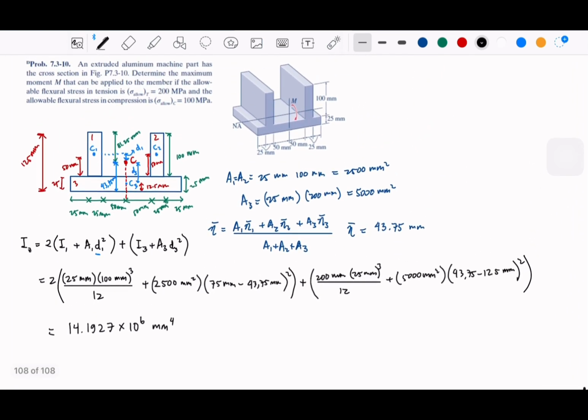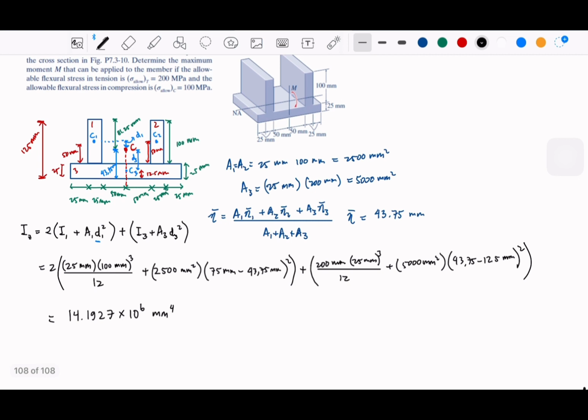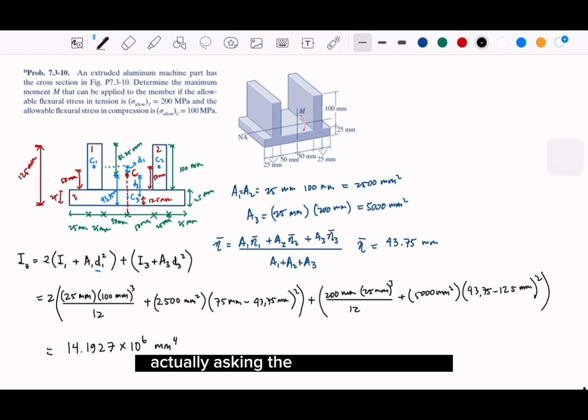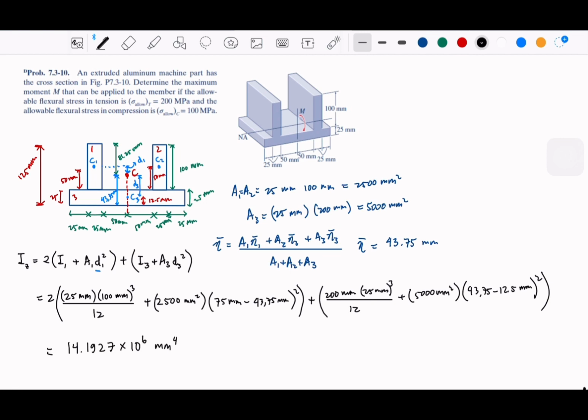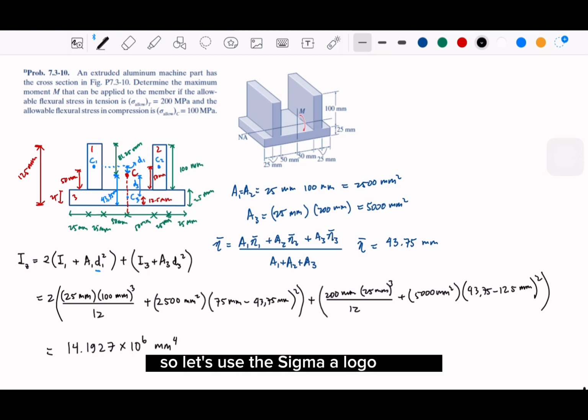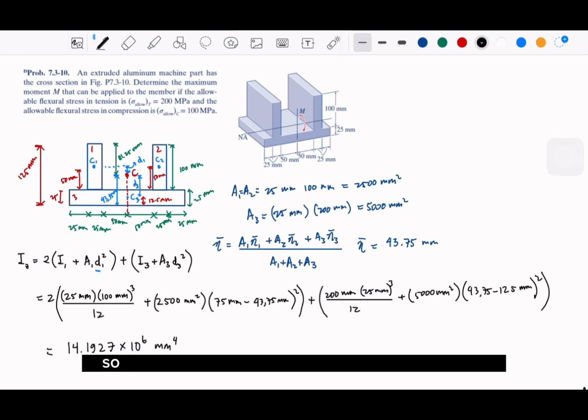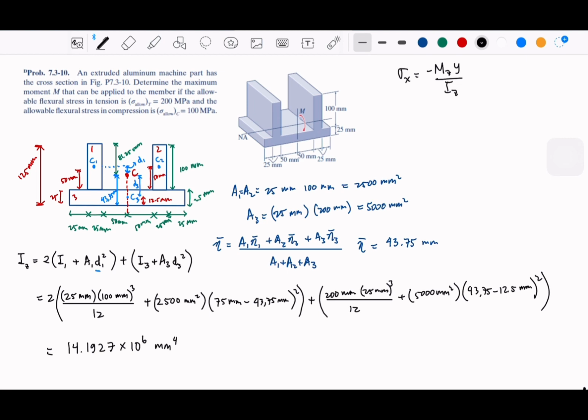So at least we are halfway. The question is actually asking for the maximum moment, the moment that we need to apply. If we have this sigma allowable, let's use the sigma allowable in our computations. So let me write here: the sigma is negative M_z y over I_z.